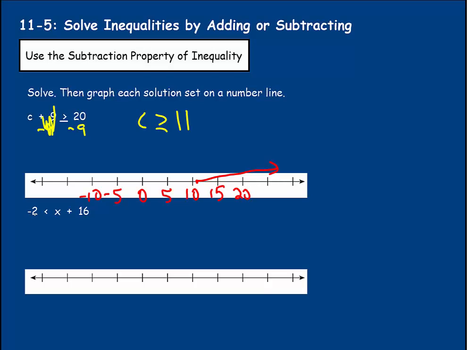Now we have negative 2 is less than x plus 16. Well, to get x by itself, I could subtract this 16 from both sides. So negative 2 minus 16 would be negative 18, and that's less than x. So trying it this way again with our scale at 0. If we go to negative 18, we can have an open circle there, and then x is greater than negative 18. So our arrow will be going to the right. So these will be the values for x.